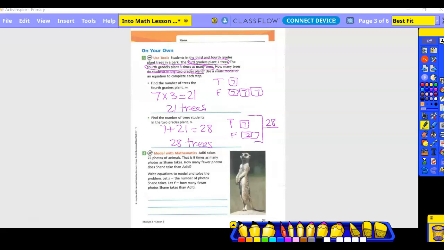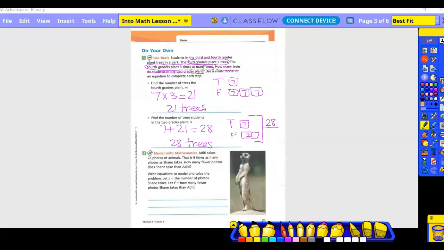Number 4, model with mathematics. Aditya takes 72 photos of animals. That is 9 times as many photos as Shane takes. How many fewer photos does Shane take than Aditya? Write equations to model and solve the problems. Let S equal the number of photos Shane takes and F for how many fewer photos Shane takes than Aditya.